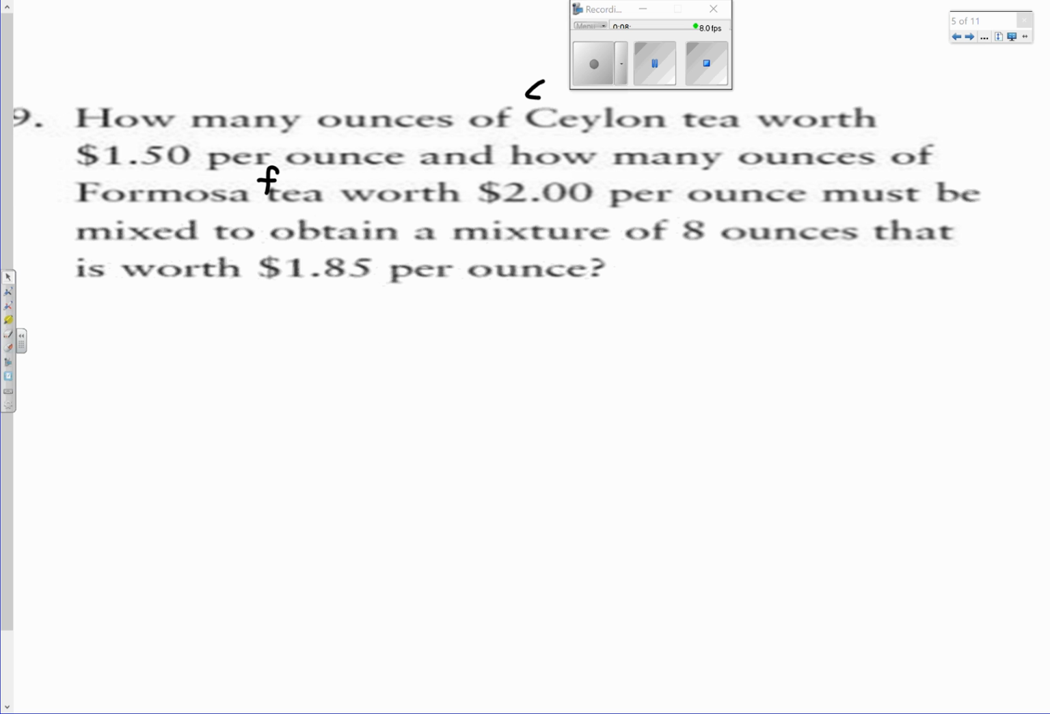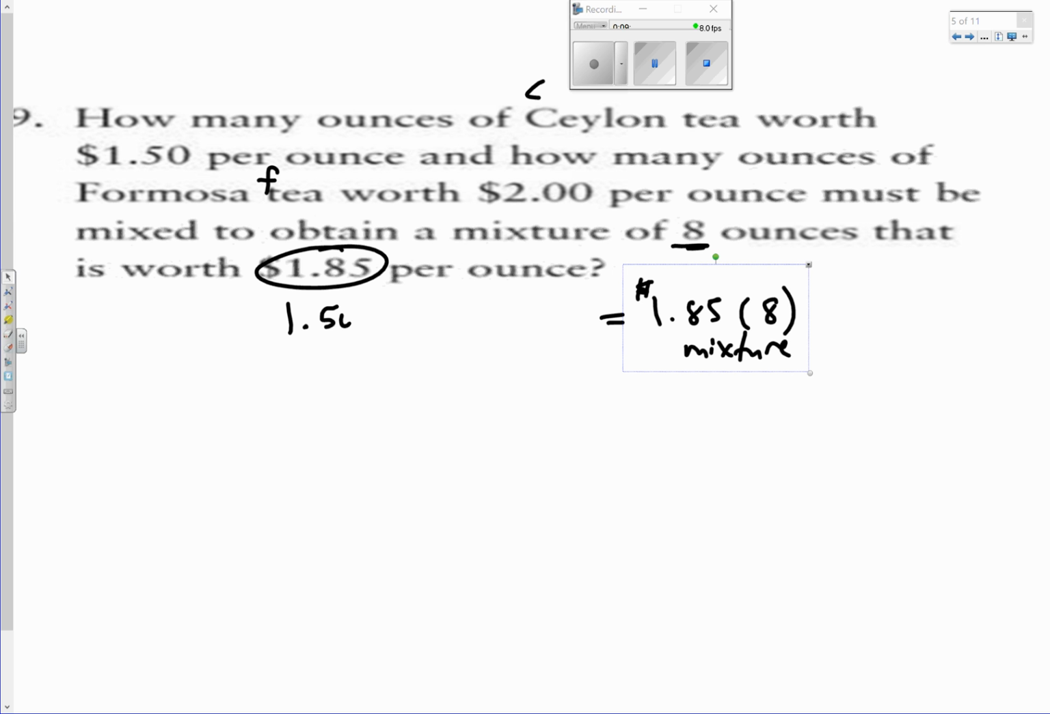Okay, so I see that the mixture part, right? That one's easy. It's $1.85 and there's 8 ounces. So I'm going to put $1.85 times 8. That's our mixture. Okay, so now we have the Ceylon tea that's worth $1.50, right? So we don't know how many ounces they are, so we're just going to go ahead and put $1.50 C.